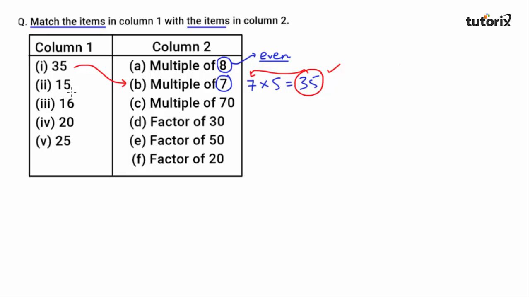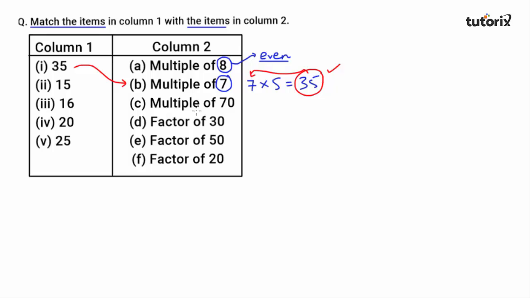Let us now look at the second number. The second number is 15. So, we will start with A again. Can 15 be a multiple of 8? Well, 15 is also odd and a multiple of 8 will always be even. So no, 15 can never be a multiple of 8. Now option B is taken, so we move on to option C.